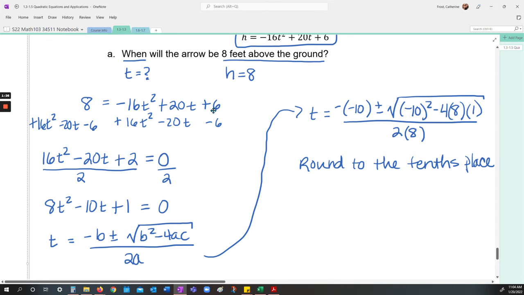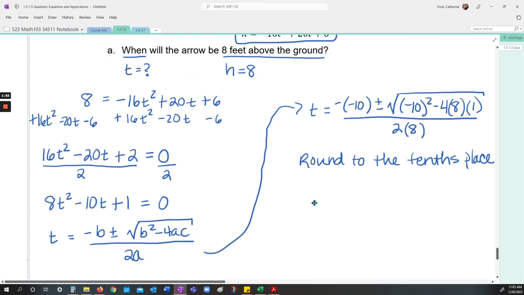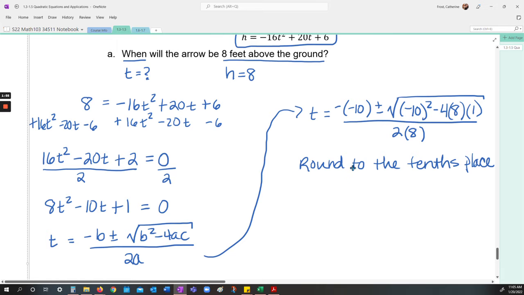At the very least, you have to get all your terms on one side, though, so that you can have an A, B, and C. So we did that, and we ended up getting to 8t squared minus 10t plus 1 equals 0, once we simplified as much as we could. And then plugged into our quadratic equation for the A, B, and C. So, of course, A is 8, B is negative 10, C is 1. And so we got to here.